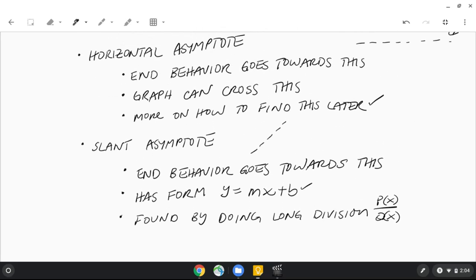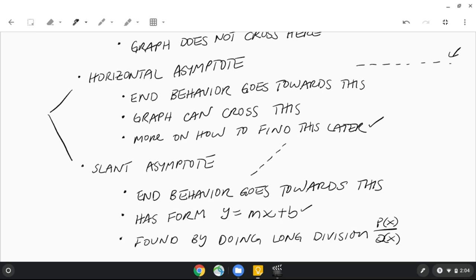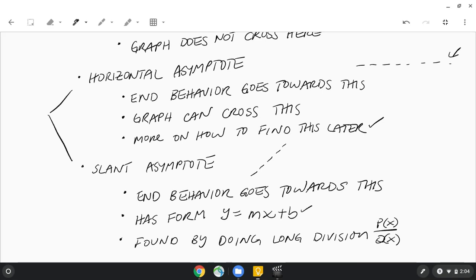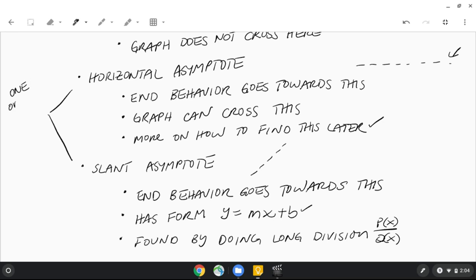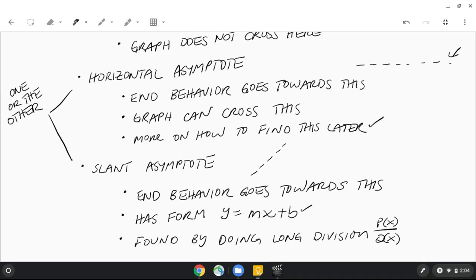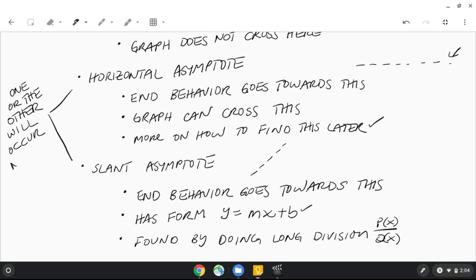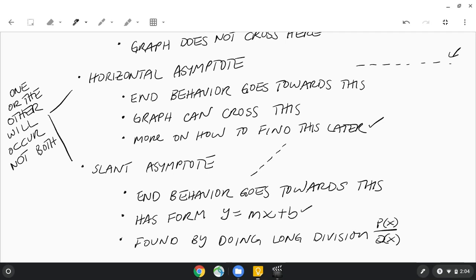All right. So one thing about these two right here, you will either have one or the other. And you'll see why in a minute. One or the other will occur, not both. Okay. Which makes sense, because if these are supposed to represent the end behavior, how can you have two different end behaviors, right? Okay.